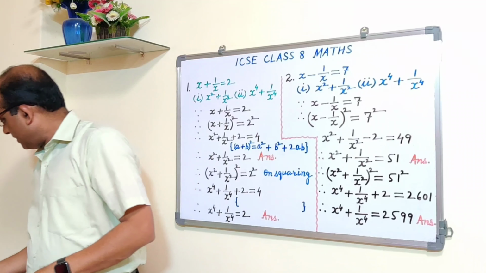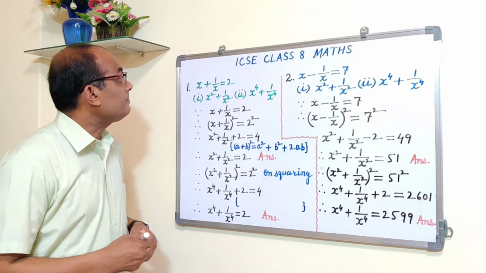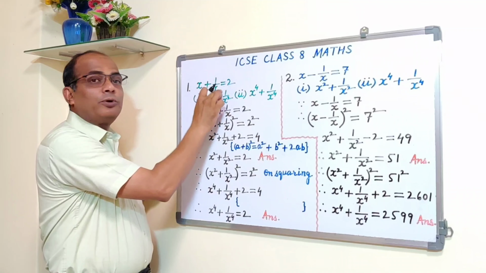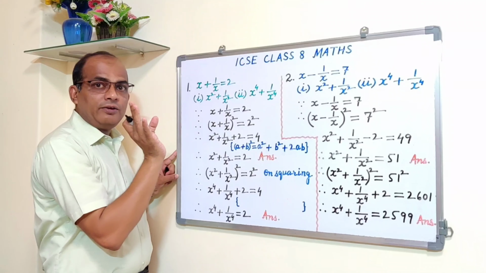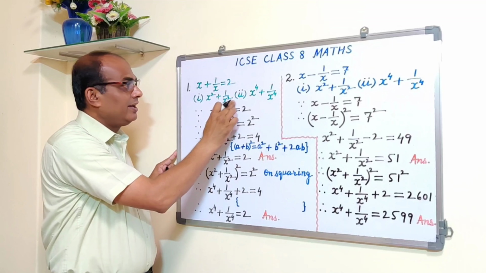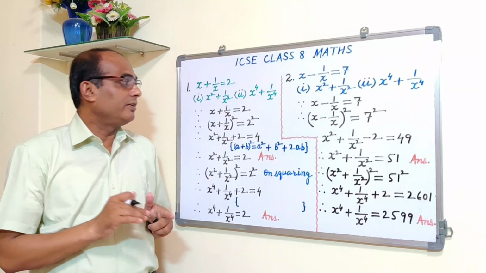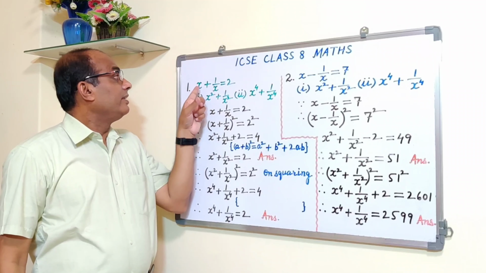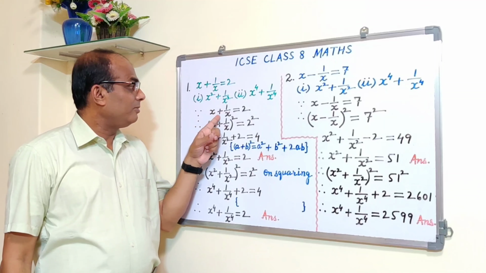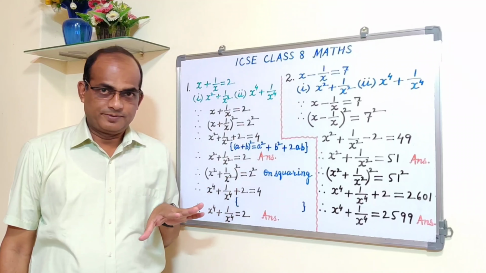Alright. Now, see. The question is this: x plus 1 upon x is equal to 2, and we have to evaluate x square plus 1 upon x square first. Second, x raised to the power 4 plus 1 upon x raised to the power 4. This is the question. What is given? x plus 1 upon x is equal to 2 is given. So that we are noting down.